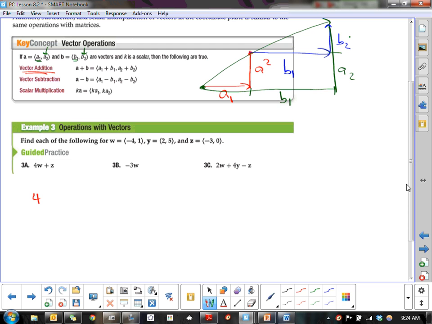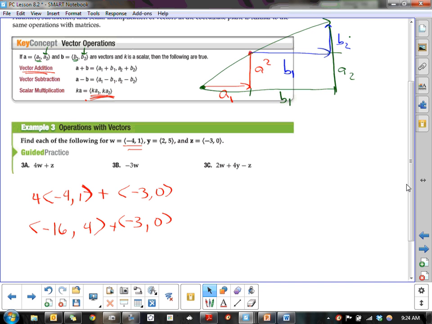What does 4 times vector w mean? We're going to take vector w and multiply it by the scalar 4. Now if we go back up here, all they say to do on scalar multiplication is simply take your scalar and multiply it by each of your components. So that's going to make 4w look like what? Negative 16, comma 4. It's got to magnify its entire length. Then we want to add to this z, which is negative 3 comma 0.